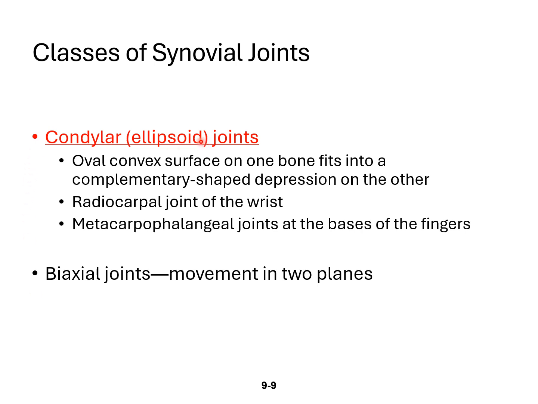Next, condylar. That oval or spherical convex surface of one bone fits into a complementary shaped depression on the other. The radius and the carpal joint of the wrist, the metacarpophalangeal joints at the base of the fingers. So pretty much you think of the radius and the carpal bones, and the metacarpals to the phalanges. That's going to be biaxial. It moves in two different planes. It can rotate back and forth and front and back.